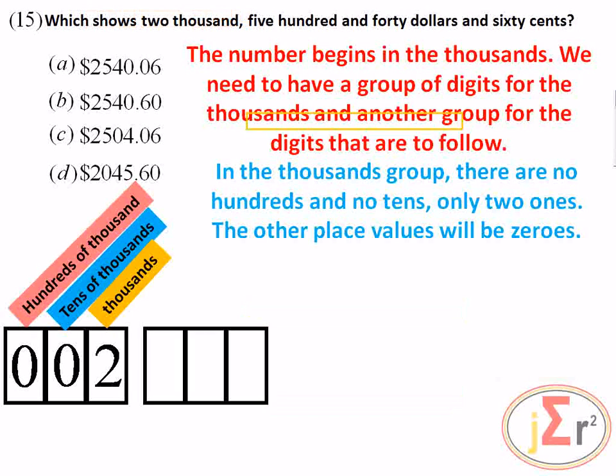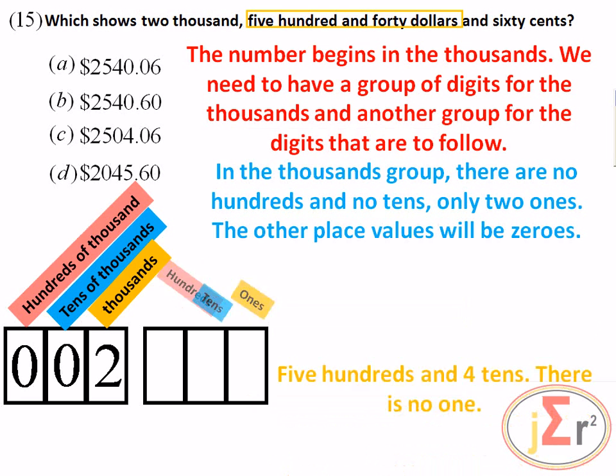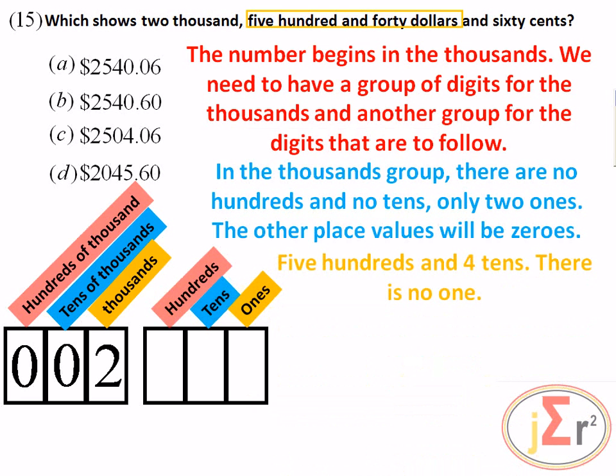What will come after? 540. 500s and 4 tens. Remember that those numbers that end with TY, like 40, 50, 60, they are the tens. Correct? Yes. Right. So we have 500s and 4 tens. There is no one. And then we have 60 cents.